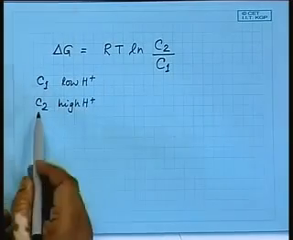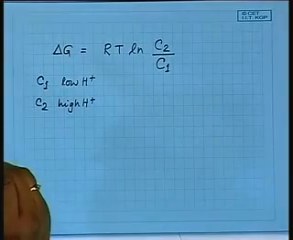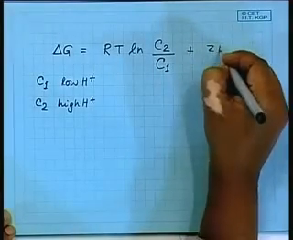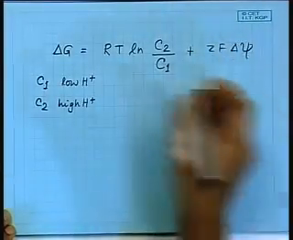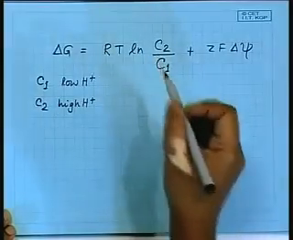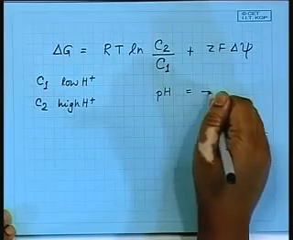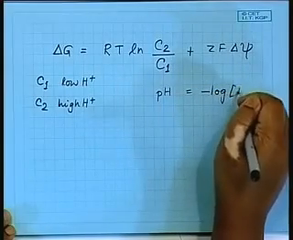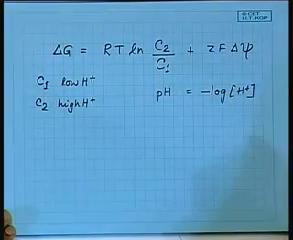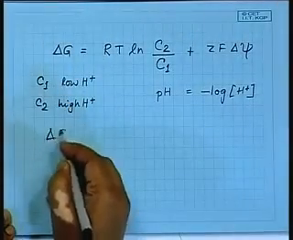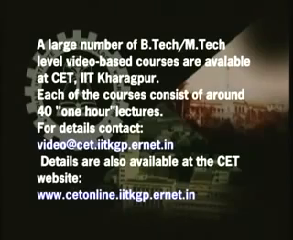And you have to remember that the high H plus is in the intermembrane space, and you are still pumping in H plus to that space. Why? Because you have to make ATP. This is plus your ZF delta psi. Now, if we want to convert, what do we know? We know that the pH is equal to minus log of H plus concentration. We know this, right. So, all we have to do is relate this with the pH.